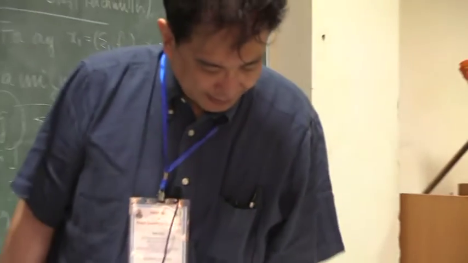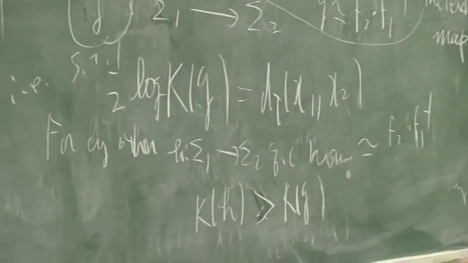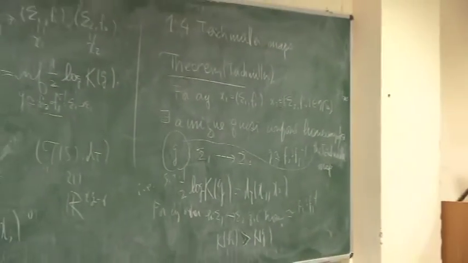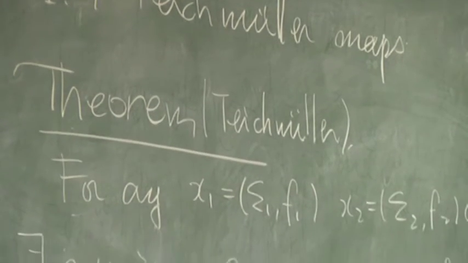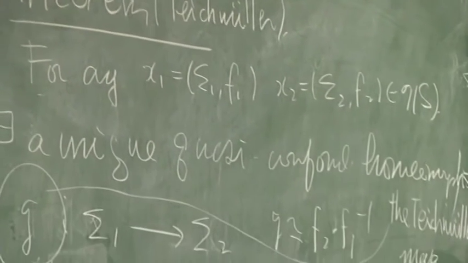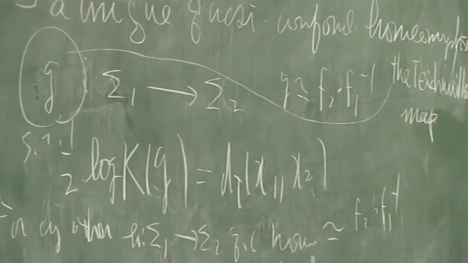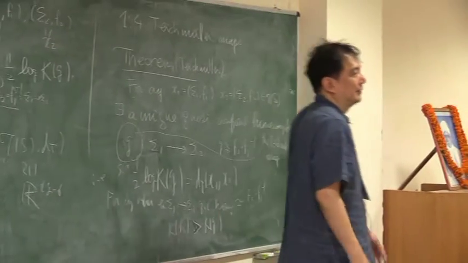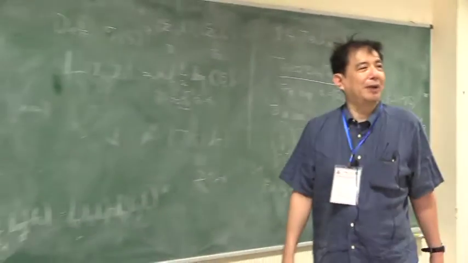Okay, and actually Teichmüller constructed such a map concretely. He gave a construction of the Teichmüller map. So it's not an abstract existence theorem. He actually constructed a map.